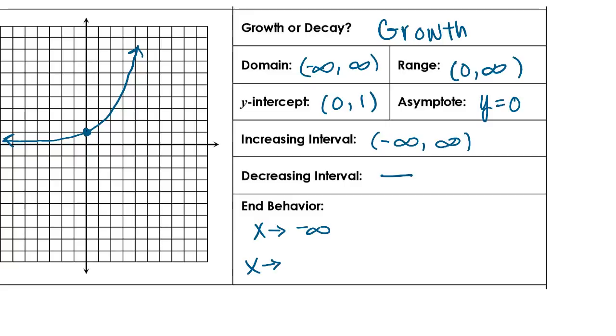Again, x must approach positive and negative infinity. That's your x-axis. So as x approaches negative infinity, your function itself is approaching 0. And as x approaches positive infinity, your function is approaching positive infinity as well.